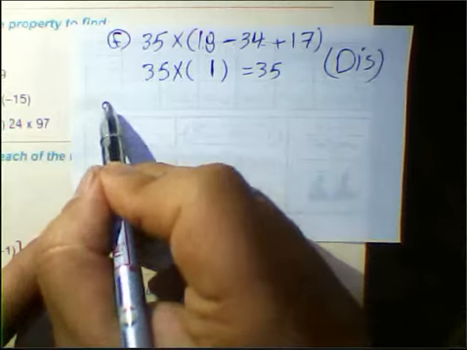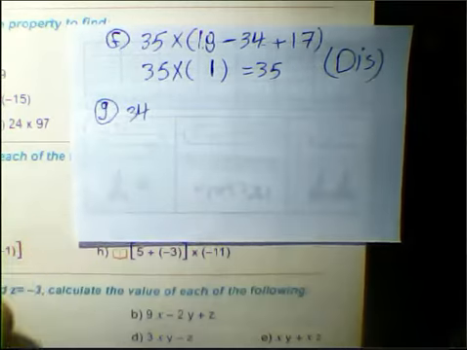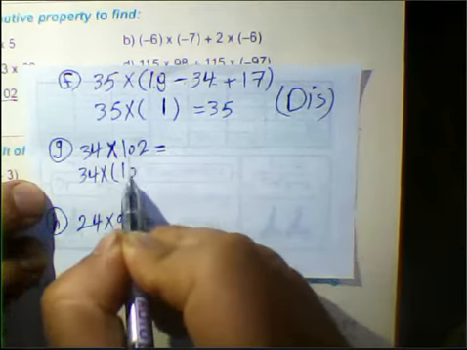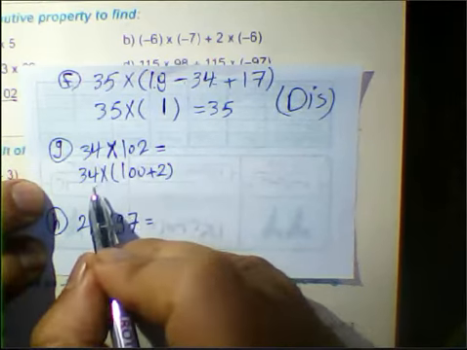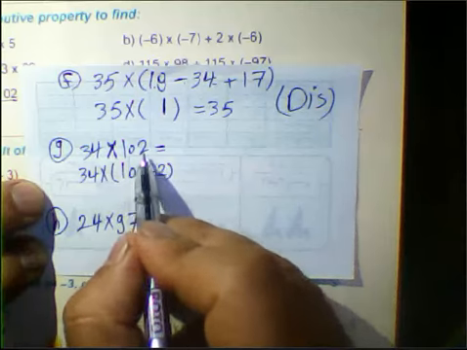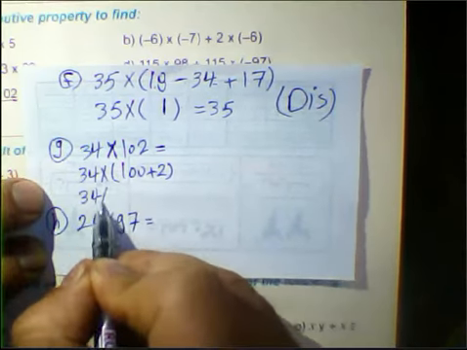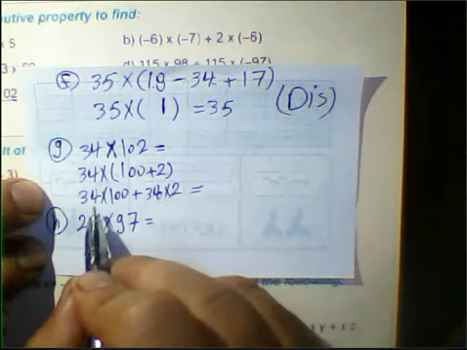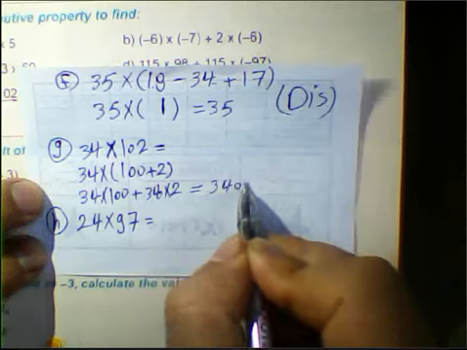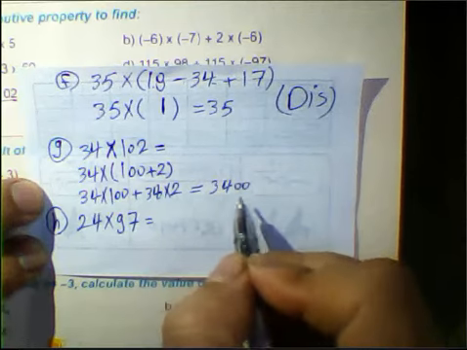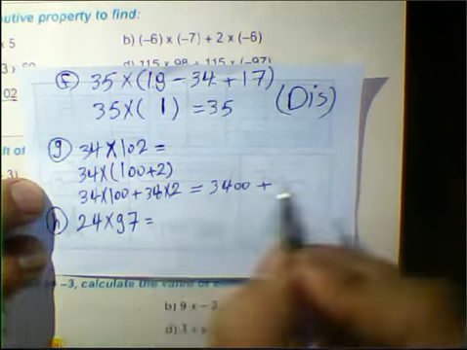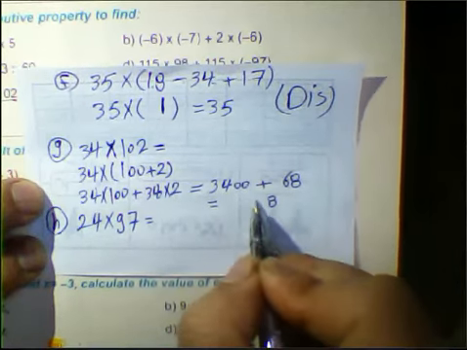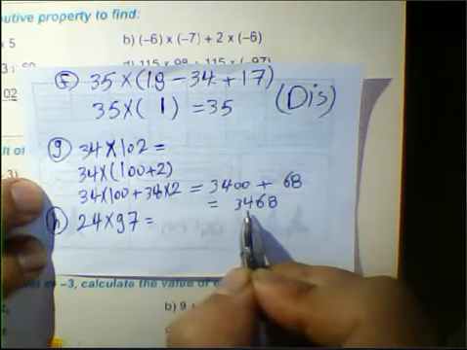Question letter G. 34 times 102. We can write 102 equal 100 plus 2, so we can write 34 times 100 plus 34 multiplied by 2, and then find the result. 34 times 100, write 34 and double 0 behind it, so the result will be 3400, plus 2 times 34. 2 times 4 equals 8, 2 times 3 equals 6, so write 68. Then the result is 3468.